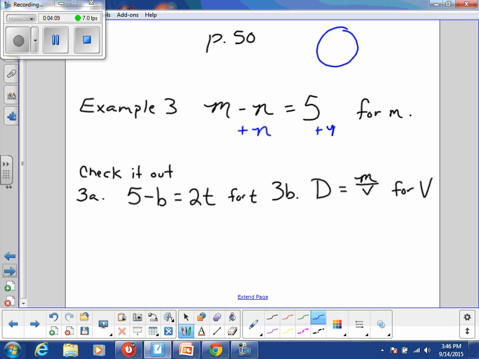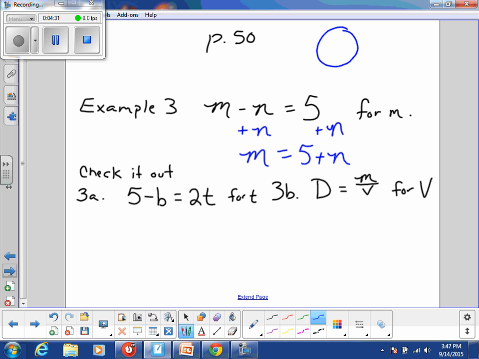Now when I do that, I'm not going to line up the 5 and the n. The reason is they're not like terms. Just like before, 5 is a constant, n is a variable. They can't be combined into one new term. But I can certainly write m is equal to 5 plus n.